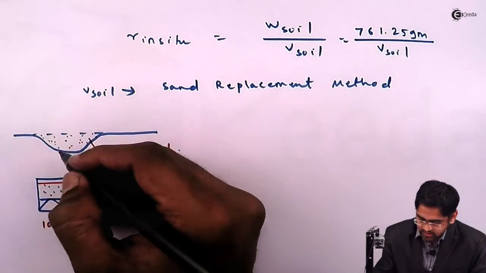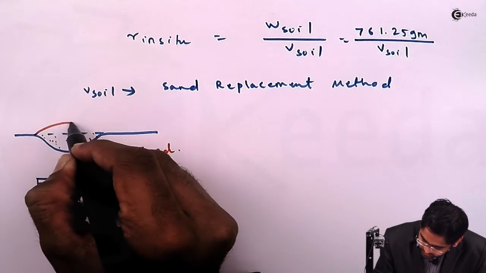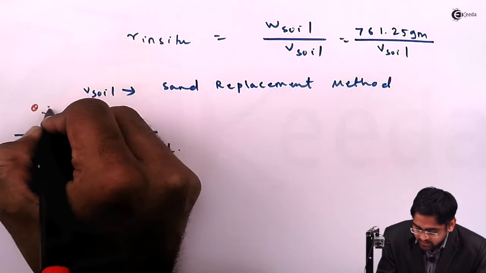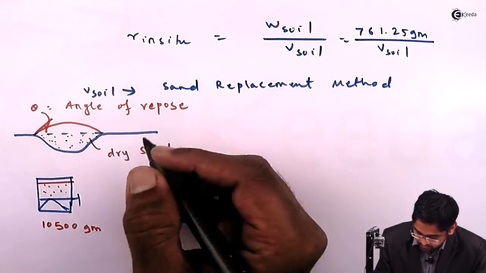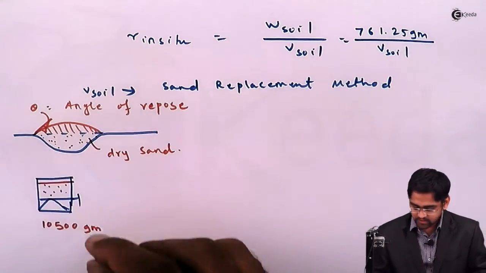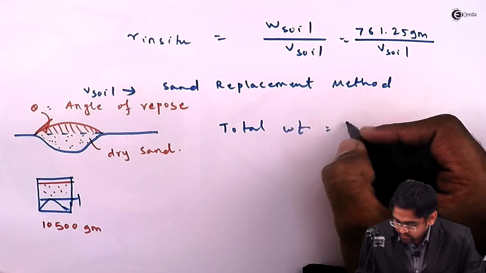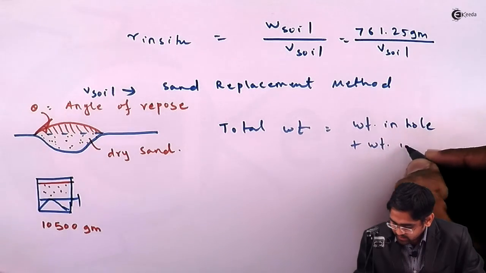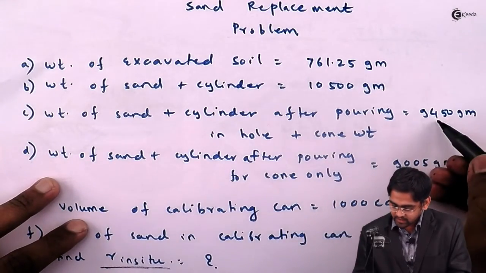Once you pour this into the hole, as also discussed earlier, the sand will form a cone, or a heap like this, and this angle I referred to as theta, which is the angle of repose of the soil. So this is the cone weight. The total weight which has gone inside the hole includes the weight in the hole plus the weight in the cone, which is nothing but the difference between the initial and final weight.